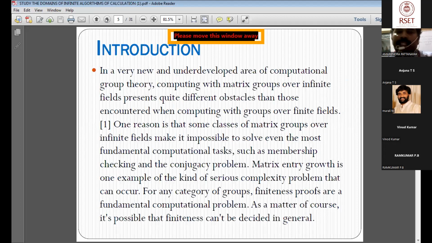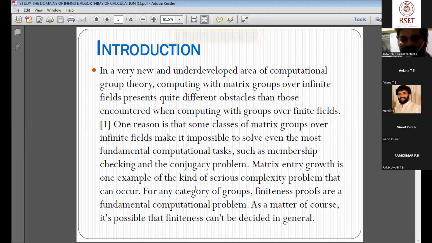In the introduction, in a very new and underdeveloped area of computational group theory, computing with matrix groups over infinite fields presents quite different obstacles than those encountered when computing with groups over finite fields. One reason is that some classes of matrix groups over such fields make it impossible to solve even the most fundamental computational tasks, such as membership checking and the conjugacy problem. Matrix entry growth is one example of a serious complexity problem that can occur.